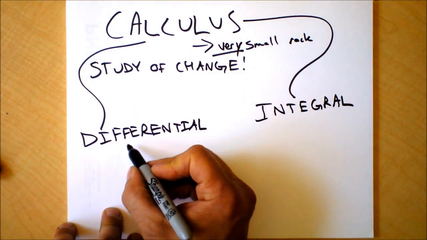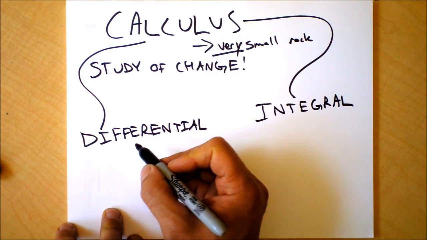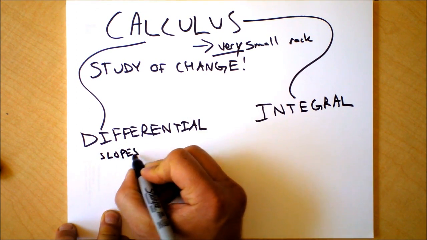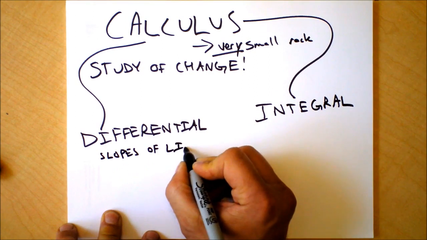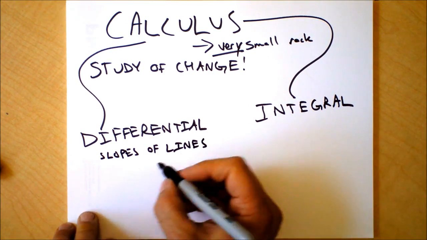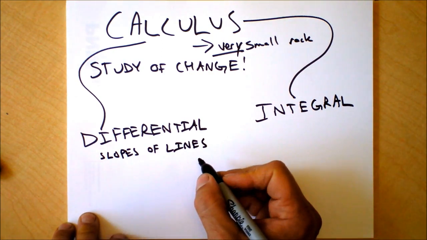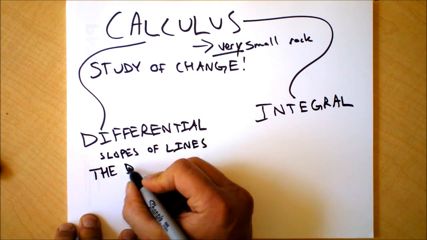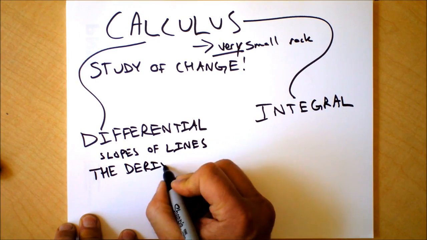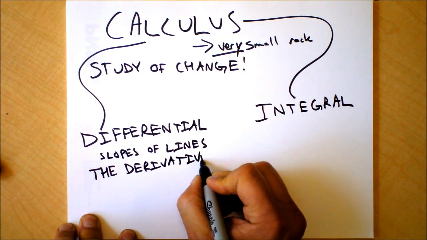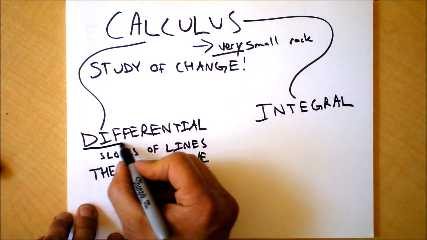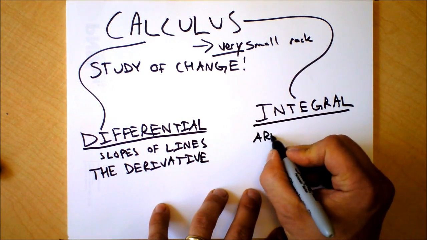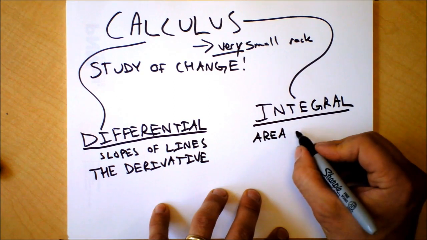The idea with differential calculus is you're interested in the slopes of lines. And the thing we'll use to find the slopes of the lines is called the derivative. And in integral calculus, we're interested in the area under a curve.